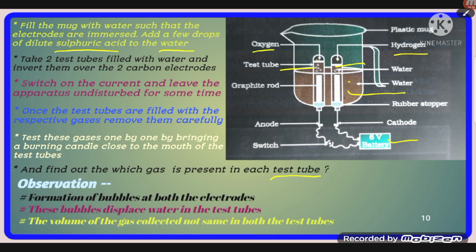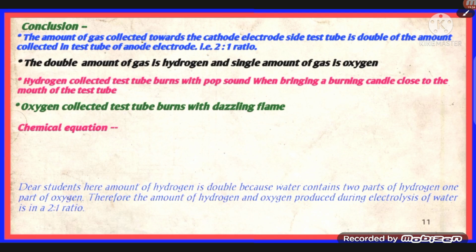Observation of this reaction: formation of bubbles at both the electrodes. These bubbles displace water in the test tubes. The volume of the gas collected is not the same in both the test tubes. Conclusion of this activity: the amount of gas collected in the test tube at the cathode electrode is double the amount collected in the test tube at the anode electrode, that is, a 2:1 ratio.